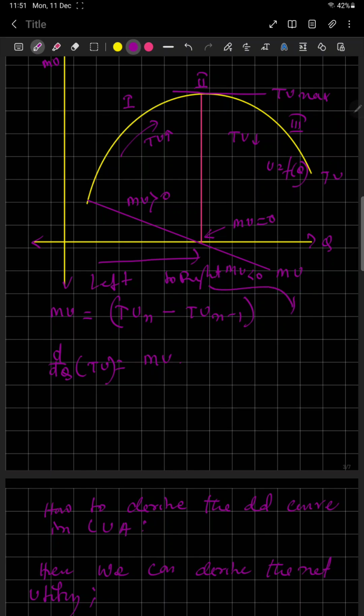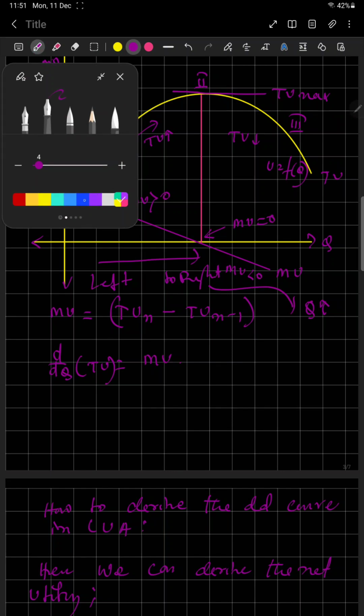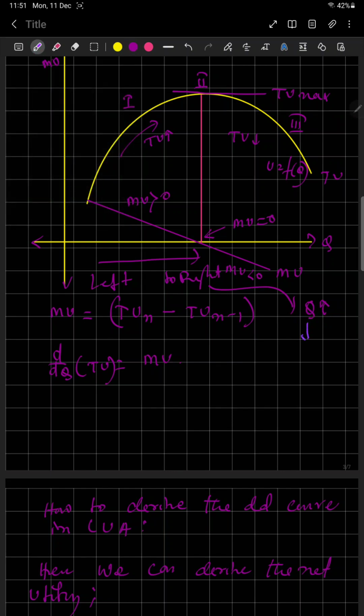when q is rising, marginal utility is falling. This is the marginal utility for q is equal to 1, this is the marginal utility for q is equal to 2, this is the marginal utility for q is equal to 3. You see, this is the amount of marginal utility. So when my q is rising, marginal utility is continuously falling.